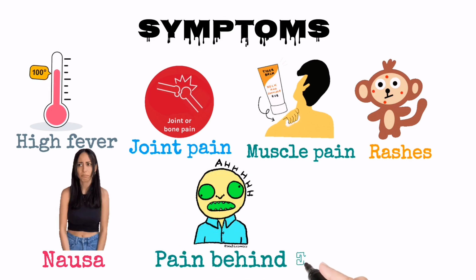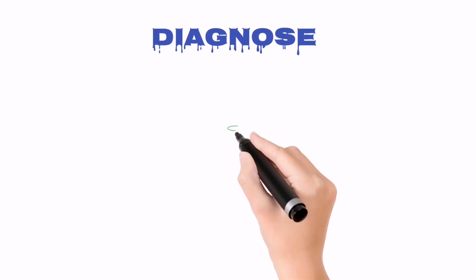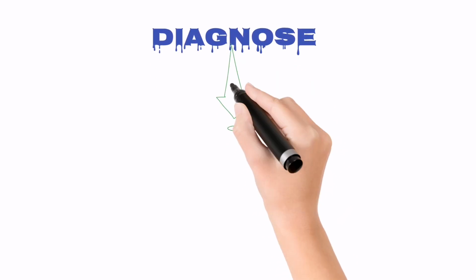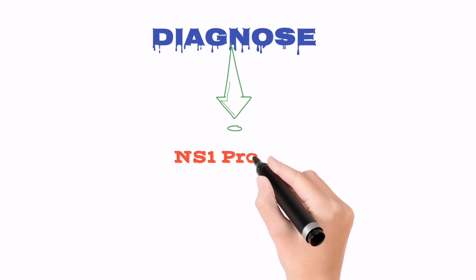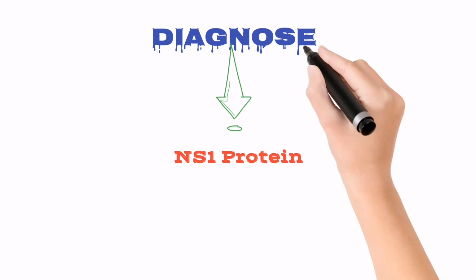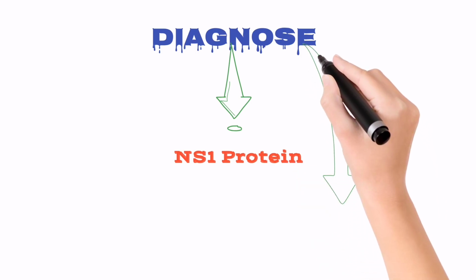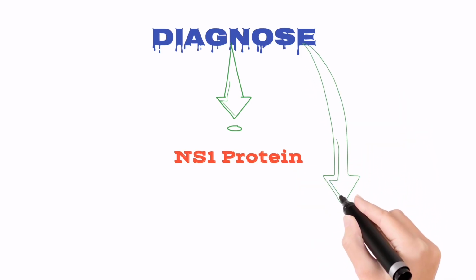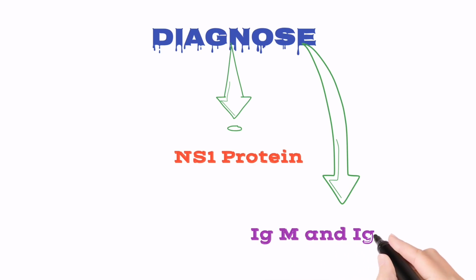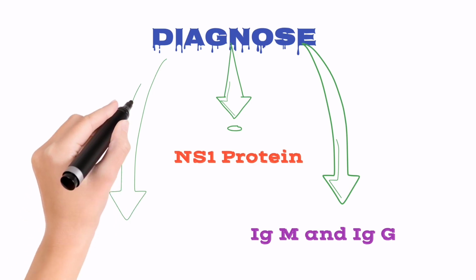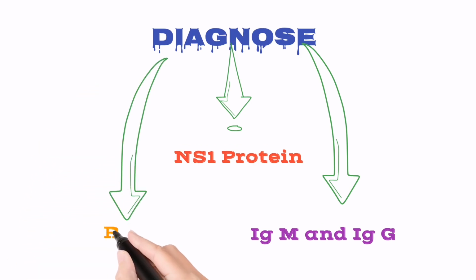Now, how can we diagnose dengue fever? The tests performed to diagnose dengue fever include non-structural protein 1, shortly NS1 protein, immunoglobulin M and immunoglobulin G, and real-time polymerase chain reaction, shortly RT-PCR.